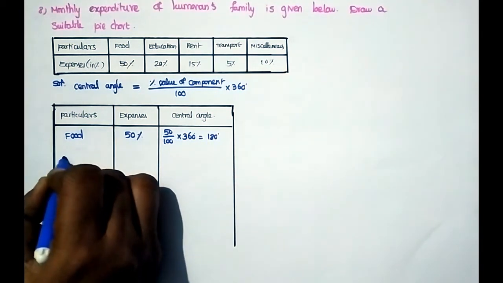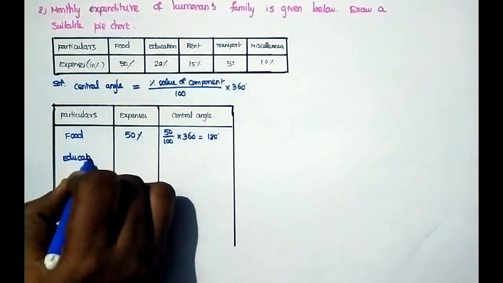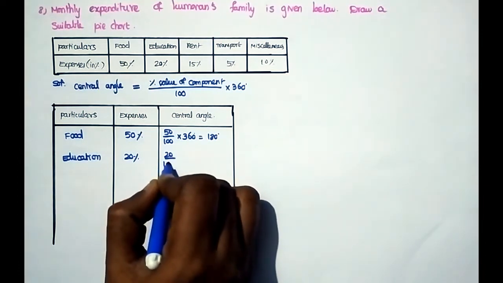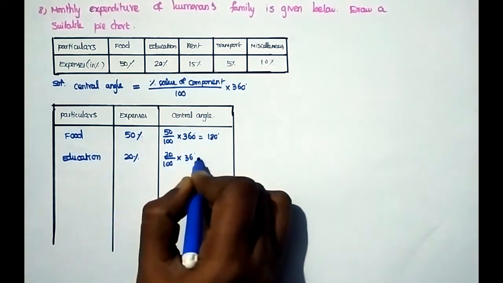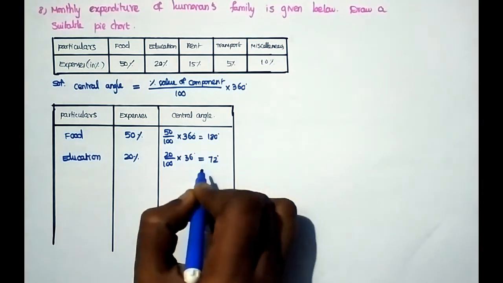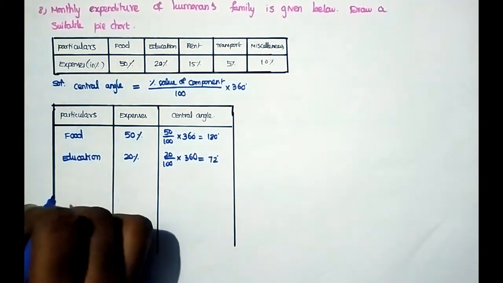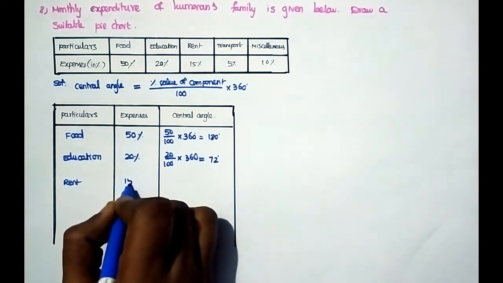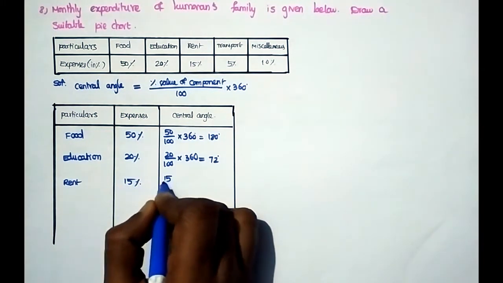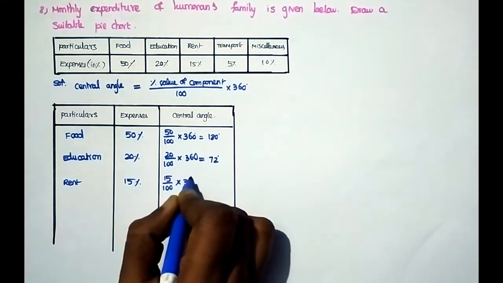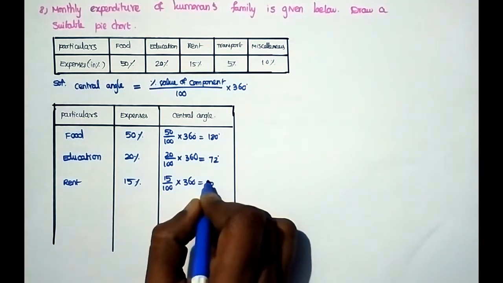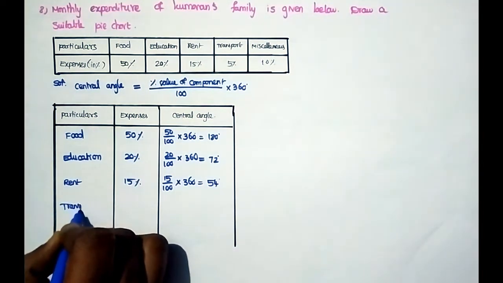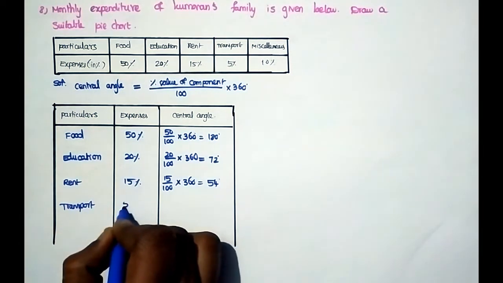Next one, education, that is 20%. 20 divided by 100 into 360, that is equal to 72 degree. Next one, rent, 15%. 15 divided by 100 into 360, that is equal to 54 degree. Next one, transport, 5%.